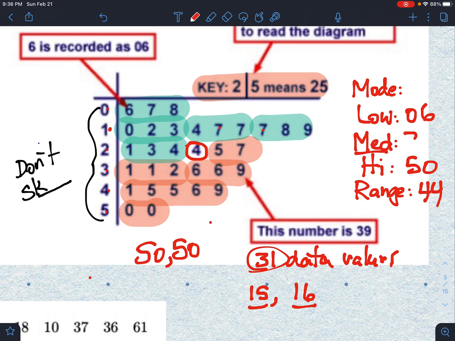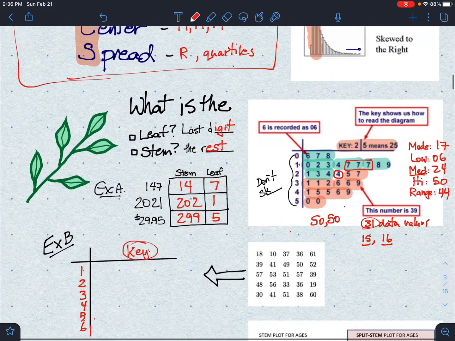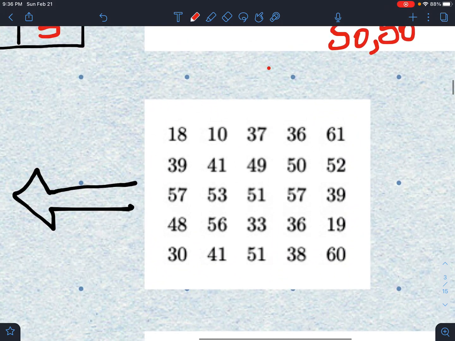So 24. We can also see the most popular numbers showing up in this chart. I have 3 7s in this row, which means that my mode is 17. All right, so we can collect a lot of information quickly from a stem and leaf graph. You're going to be asked to build stem and leaf graphs like this.